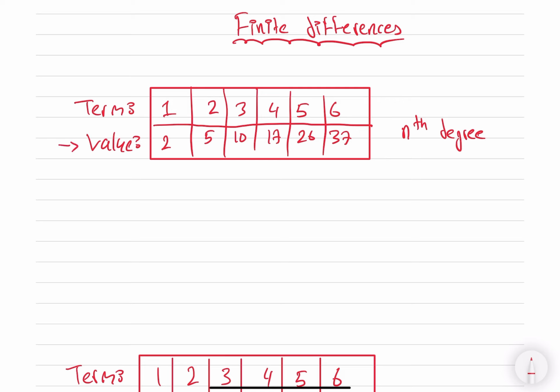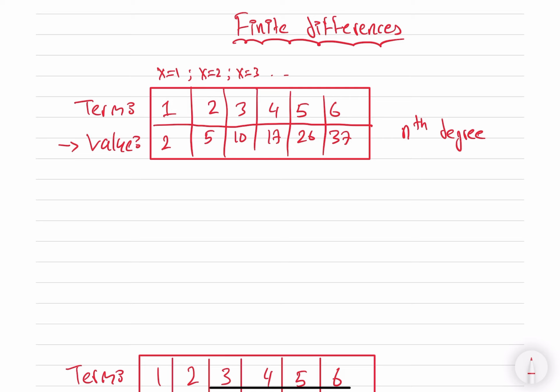So let's say at term 1, x equals 1, and then x equals 2, x equals 3, and so on. At x equals 1, the value was 2, so you could say y equals 2. And then at x equals 2, y equals 5, and so on and so on.